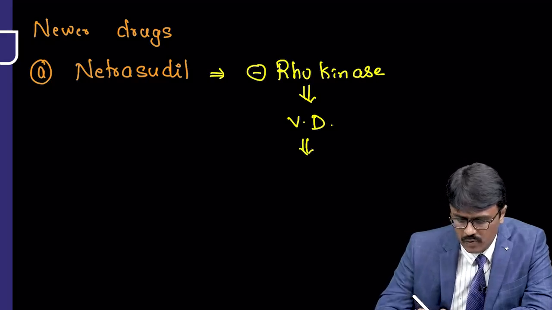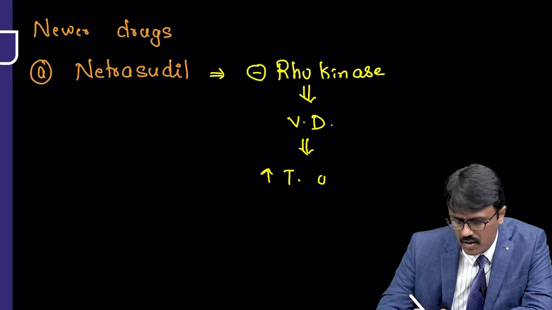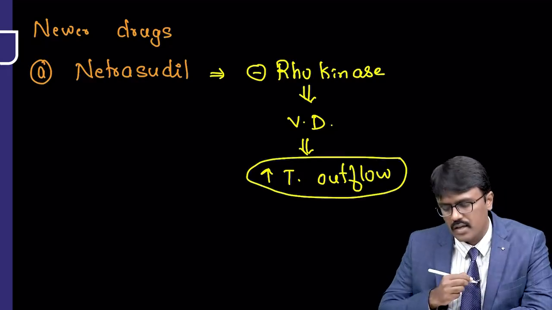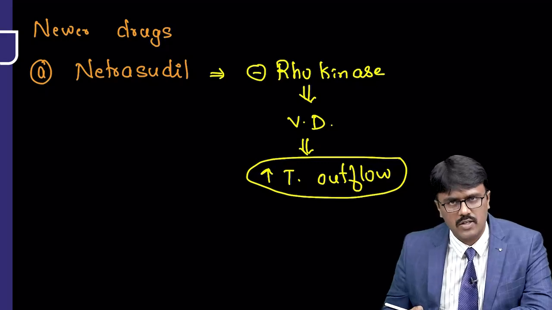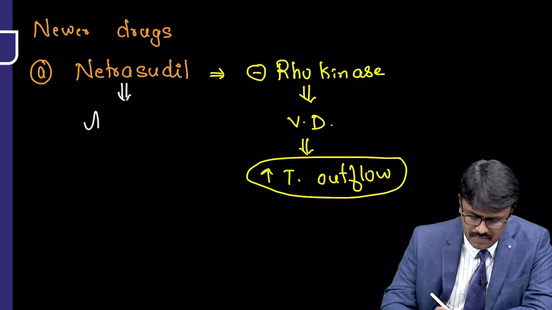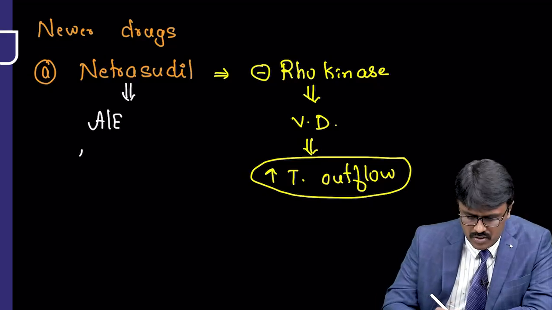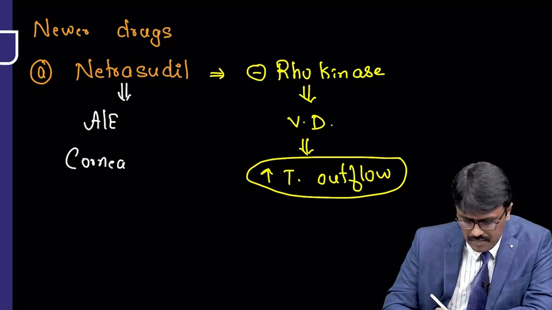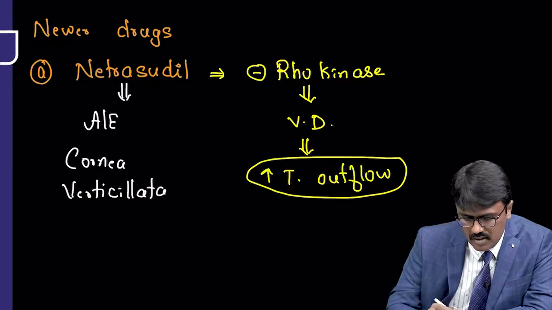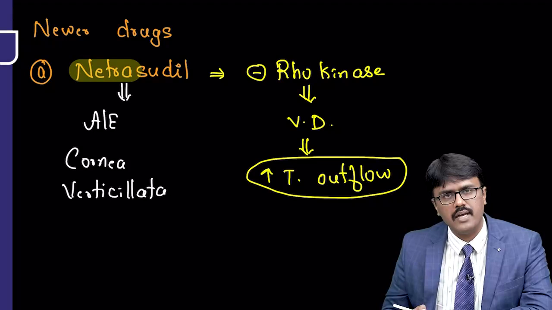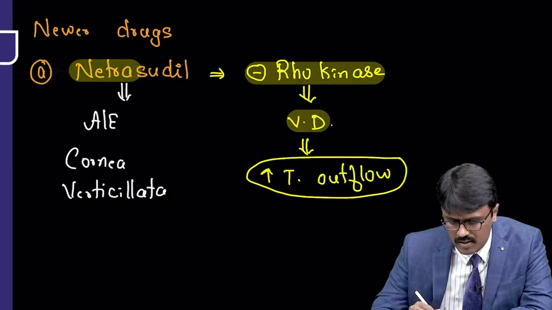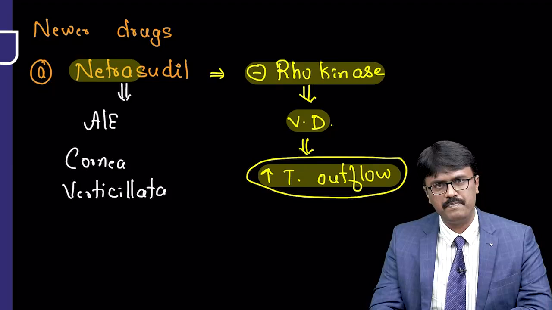So it will increase what outflow? It increases trabecular outflow. Recently this question appeared in your exam: what drug increases trabecular outflow? It is Netarsudil. Any adverse effect with this drug? Yes, it has produced something called cornea verticillata. That is one of the adverse effects we see with Netarsudil. Netra means eye, sudil means it's an inhibitor of Rho kinase, and that will cause vasodilation and increase trabecular outflow.